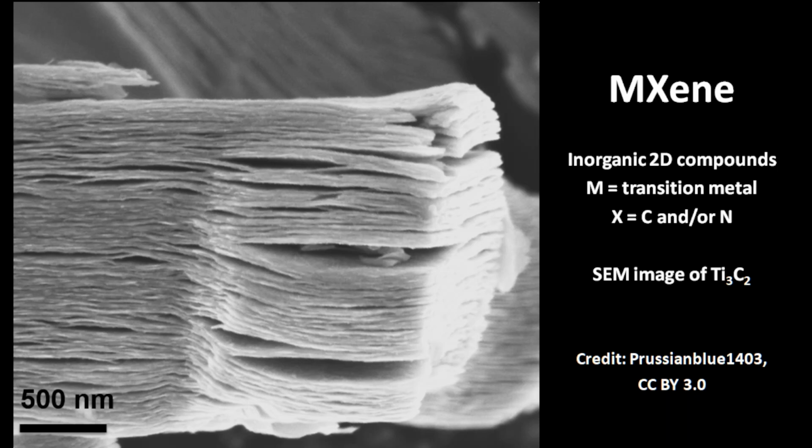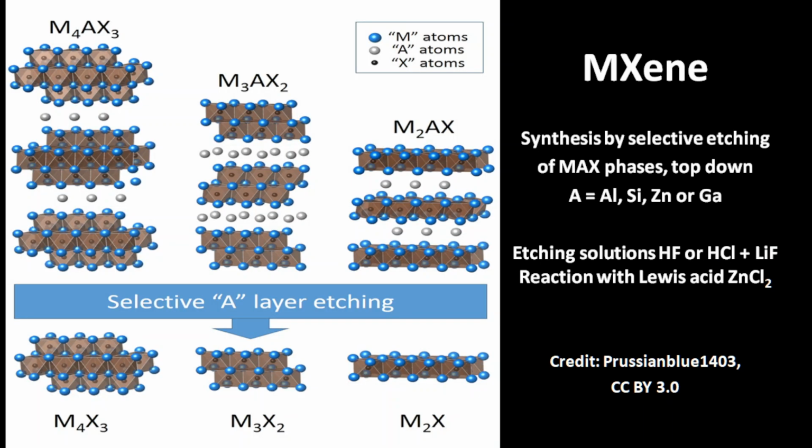This is a scanning electron microscope image of the MXene titanium carbide. MXenes are two-dimensional inorganic compounds of transition metals with nonmetals like carbon or nitrogen. They have interesting properties that are tunable. MXenes are synthesized by the top-down selective etching process of MAX phases.